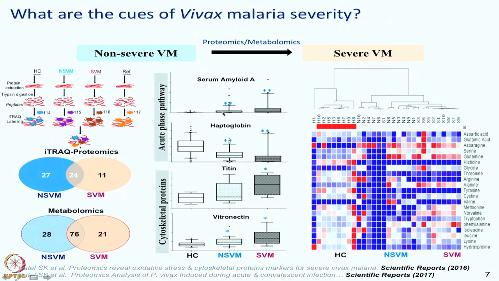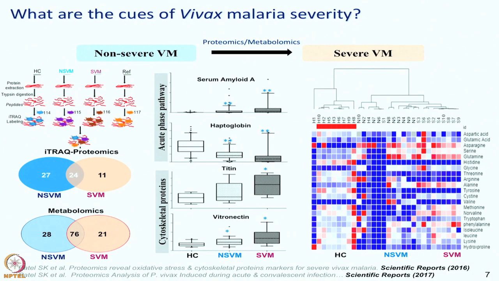A protein like serum amyloid A shows a rise in the abundance from the healthy individuals to the non-severe to the severe patients. Another protein, haptoglobin, shows an overall reduction, the concentration is reduced from the non-severe to the severe patients, and that is more logical because haptoglobin and hemoglobin form a complex, and therefore you will see the reduction of this particular protein in the severe vivax patients.